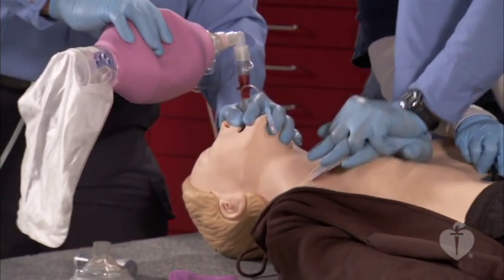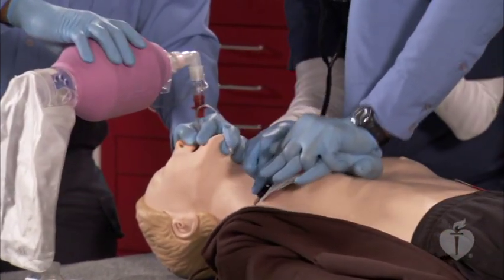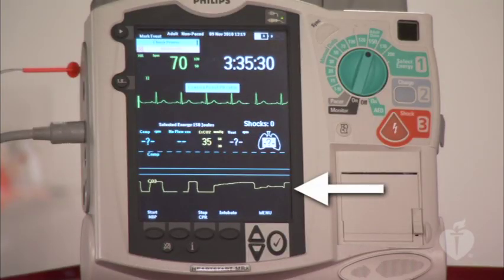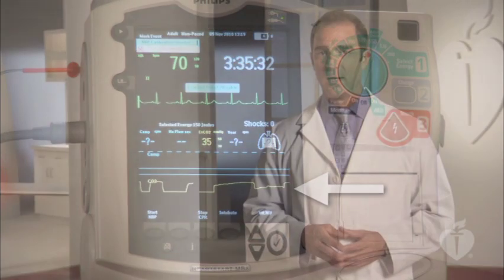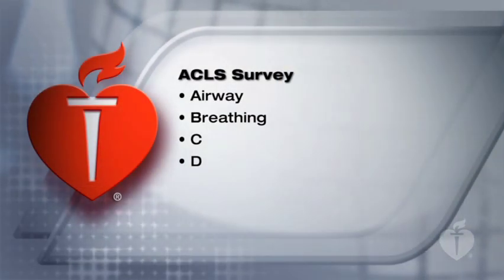If the team chooses an endotracheal tube insertion as the method of airway control, waveform capnography should be used. Conscious patients can often maintain the integrity of their own airway, and healthcare providers need only ensure patency by providing suctioning if needed. B represents breathing.